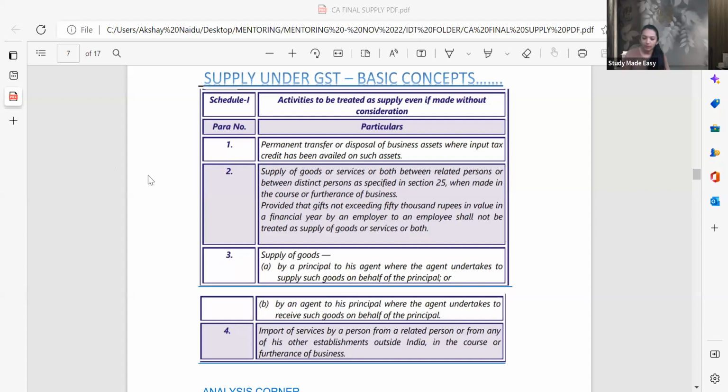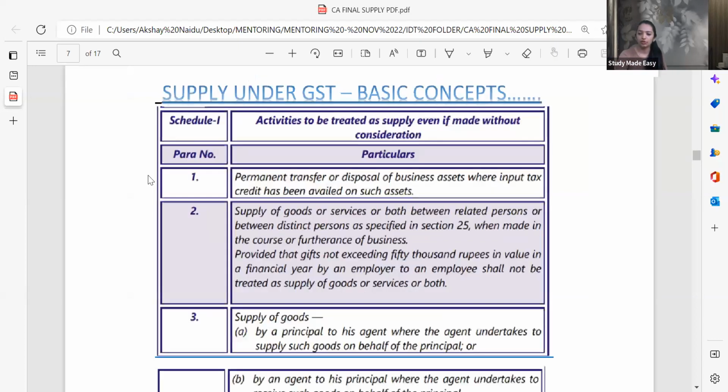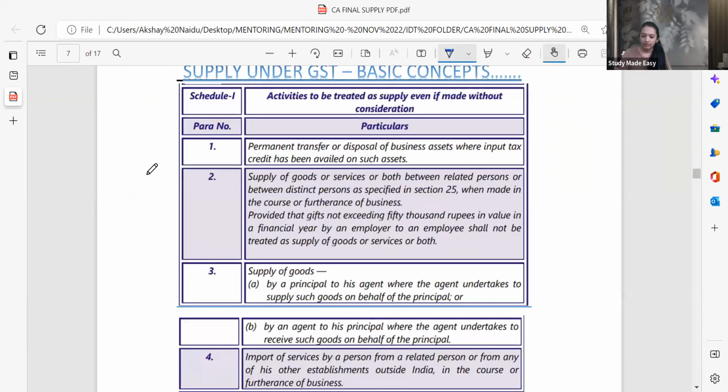Now again in Schedule number 1, what you will find? When it comes to Schedule 1, see, point number 4 is about service. When it is 1 or 3, it is about only goods. Remember I told you, do not write blindly supply. If it is supply of goods, only supply of goods you have to write. If in place of supply of goods you write simply supply, your answer will be wrong, because you have included supply of goods as well as supply of service.